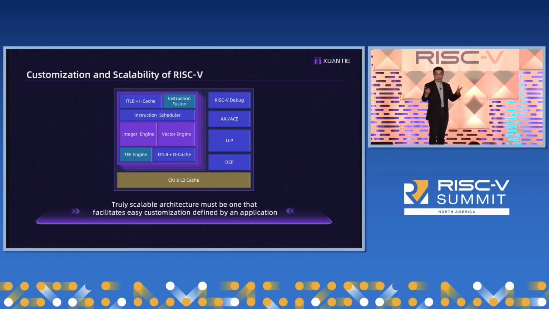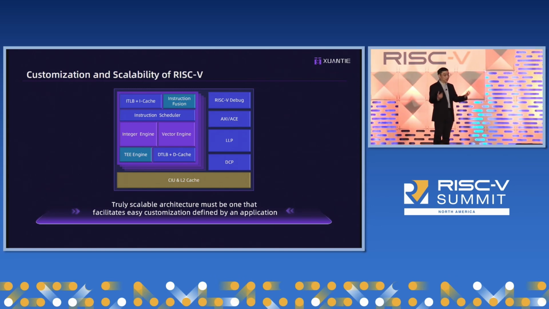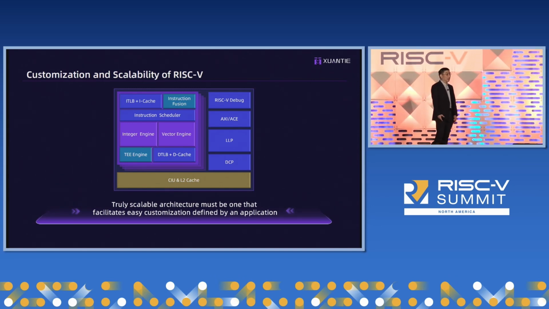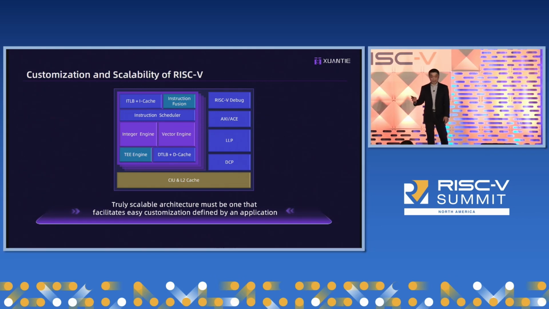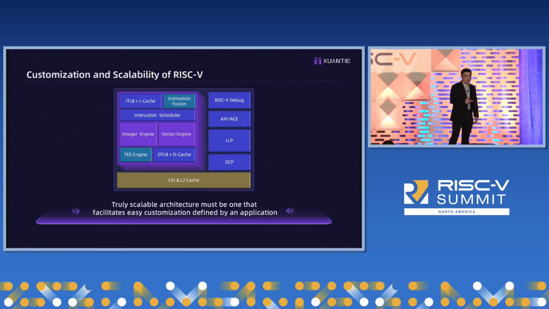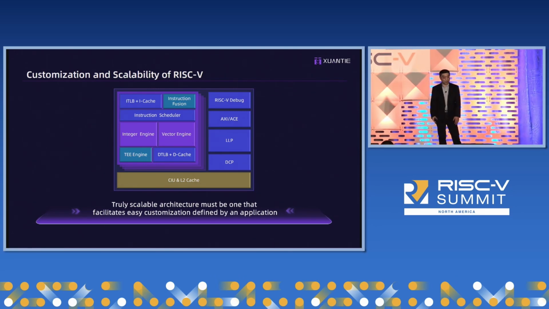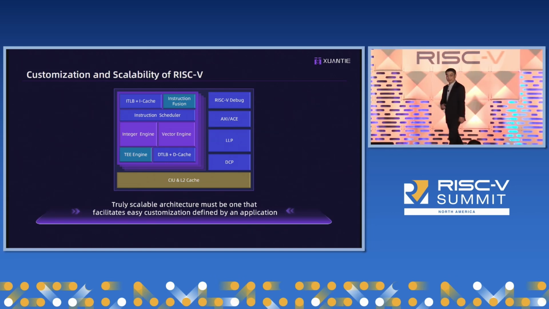This is the picture that probably all of you are familiar with: the modularization of the design. So every customer or company can do the customization and scale their own RISC-V designs. The scalability is very important. That will actually be defined by applications, and I will talk more about how applications drive our own designs.